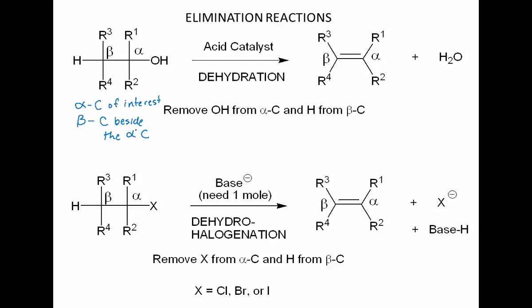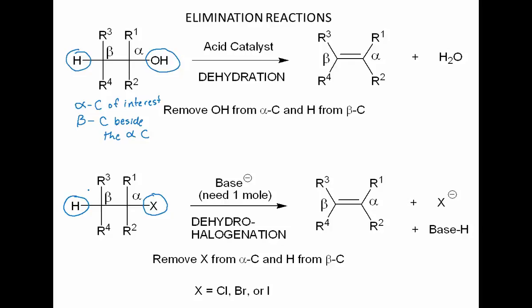Okay, so if we look at dehydration, where does our water come from? It comes from plucking an OH off the alpha carbon and an H off the beta carbon. OH, H2O, is removed from this molecule. Okay, a very similar thing is happening in dehydrohalogenation. X is removed from the alpha carbon. H is removed from the beta carbon.